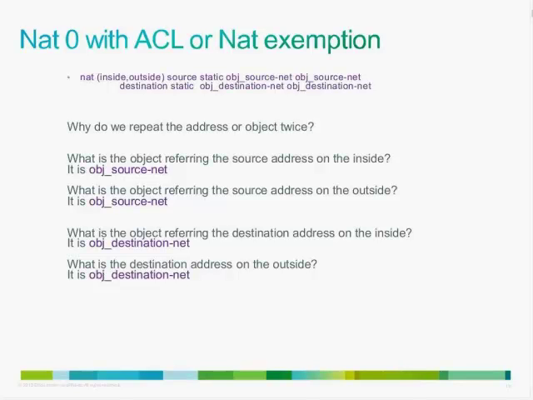So what we look like on the inside, what we're going to look like on the outside, and what is the destination going to look like when we initiate the traffic on the inside, and what's the destination going to look like once we egress the outside interface. So that's the reason why these object groups are repeated twice in that NAT 0 manual NAT line.